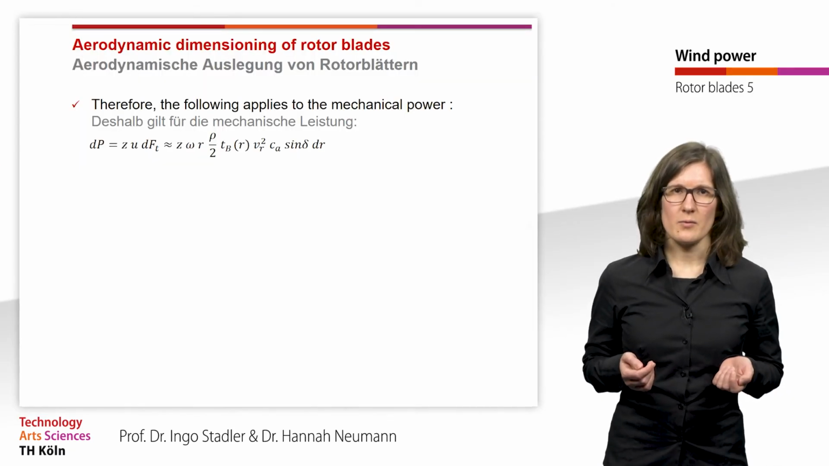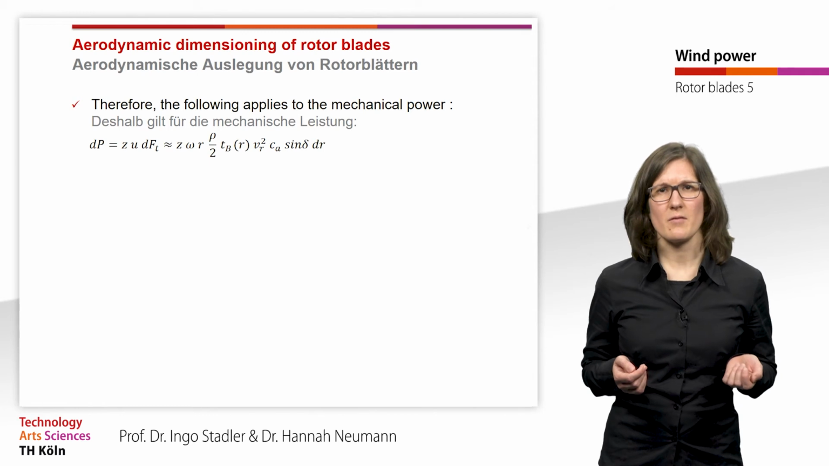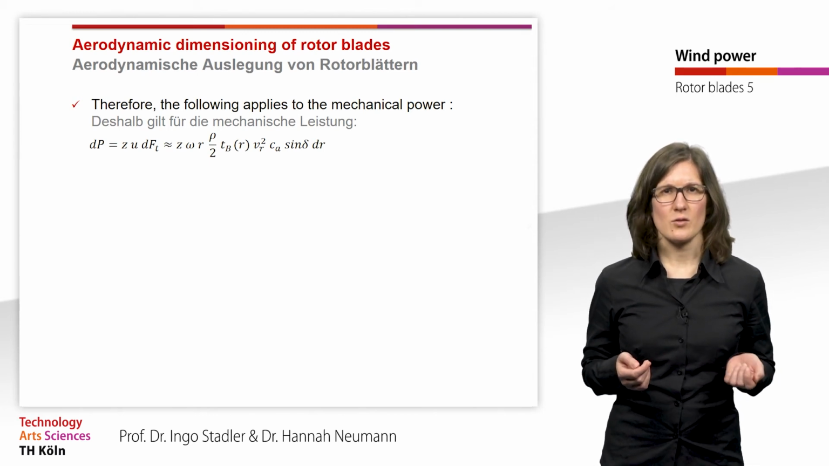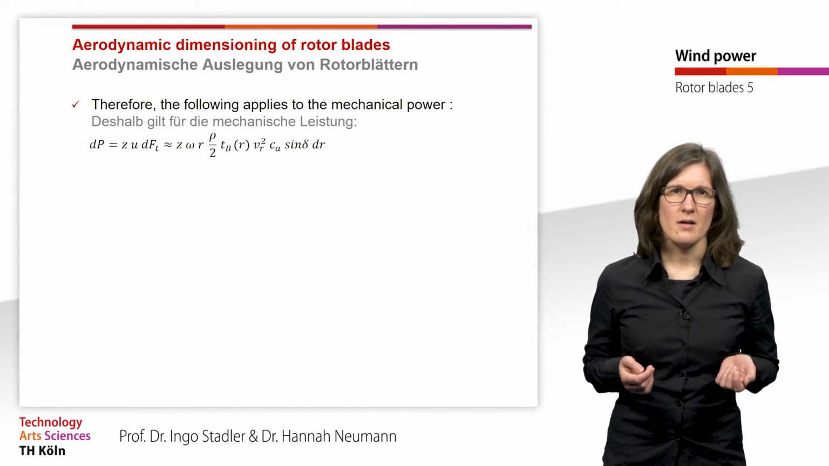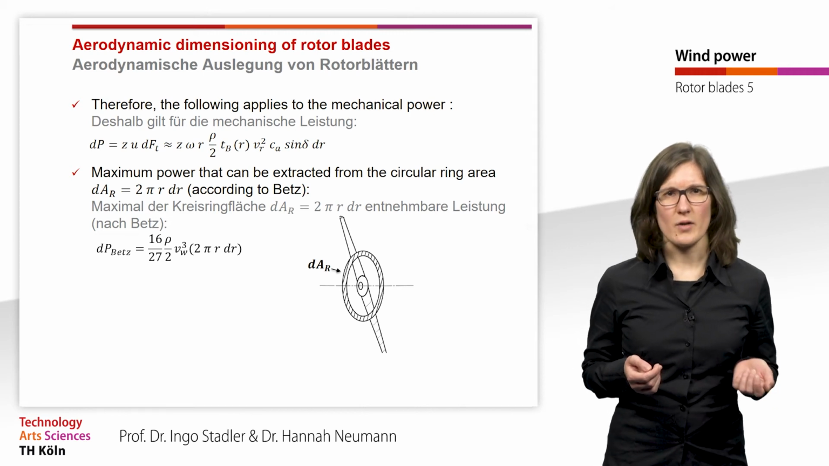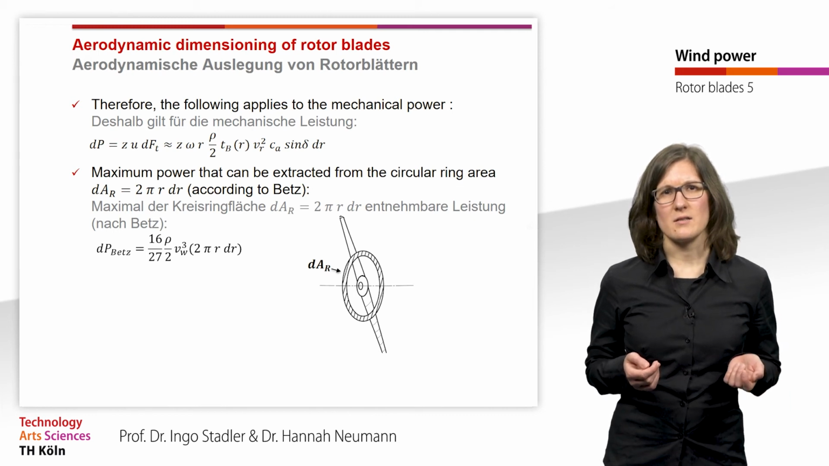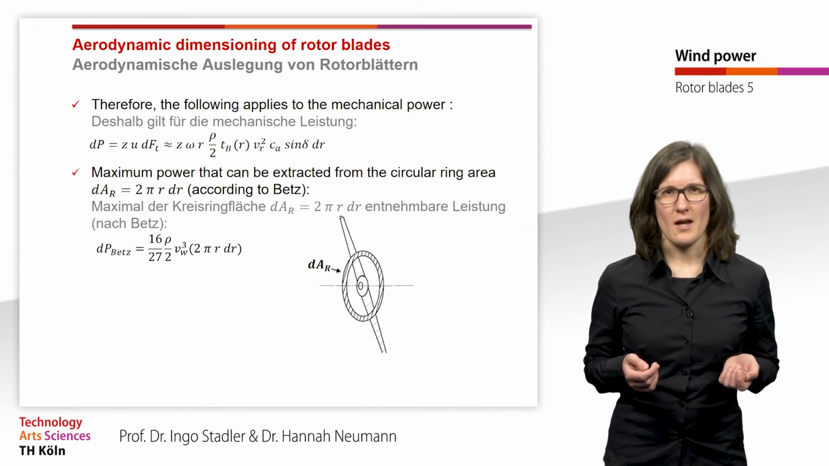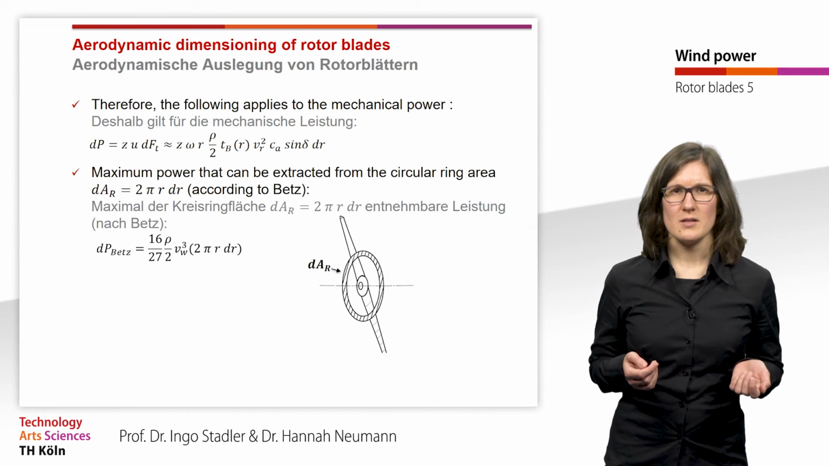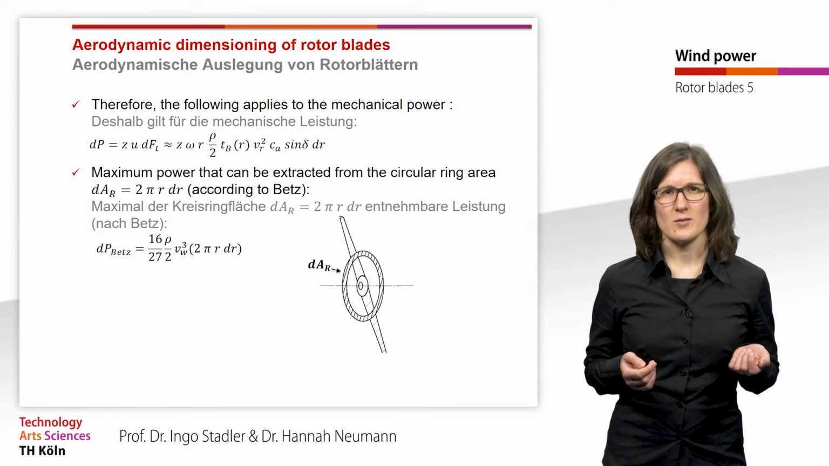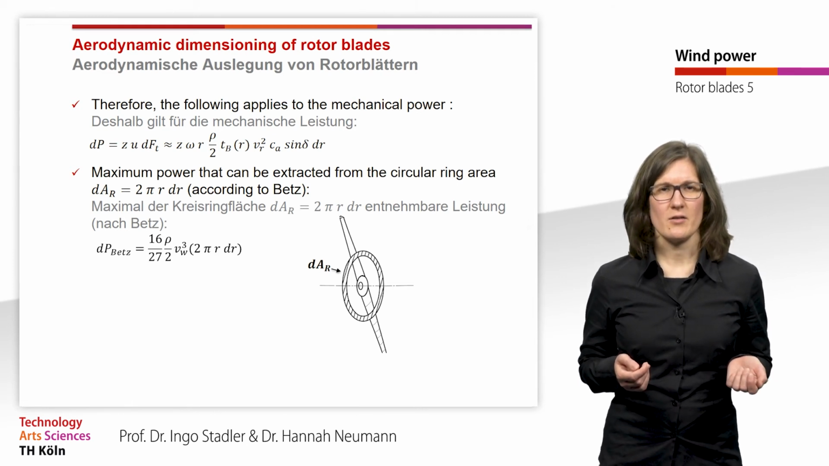Thus, the following equation applies for the mechanical power. It is calculated by the number of the rotor blades Z, the circumferential velocity U, and the tangential force Ft. The maximum power that can be extracted from the circular ring area is calculated by the following equation. It is 16/27 times the air density divided by 2 times the wind velocity to the power of 3 times the circular ring area. And you can see the circular ring area here in the picture.